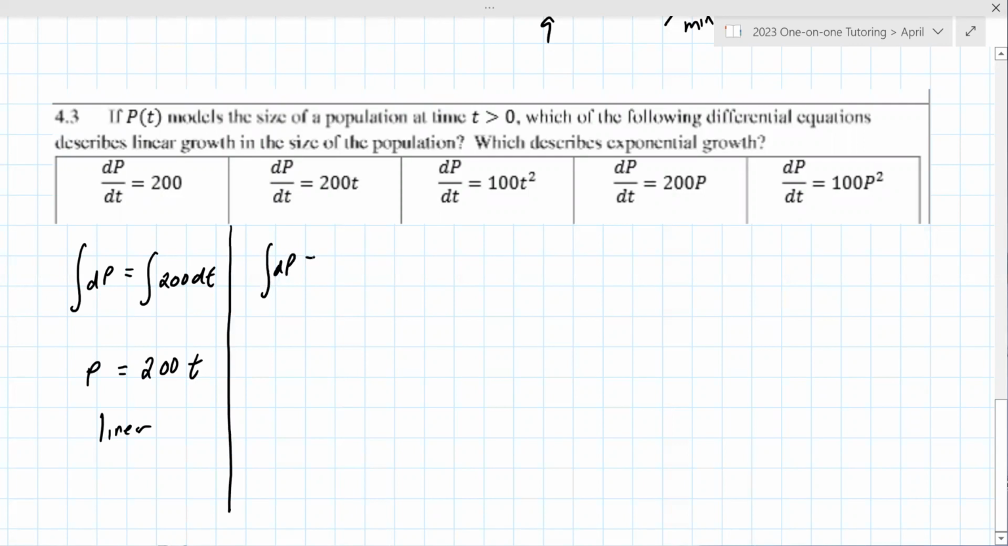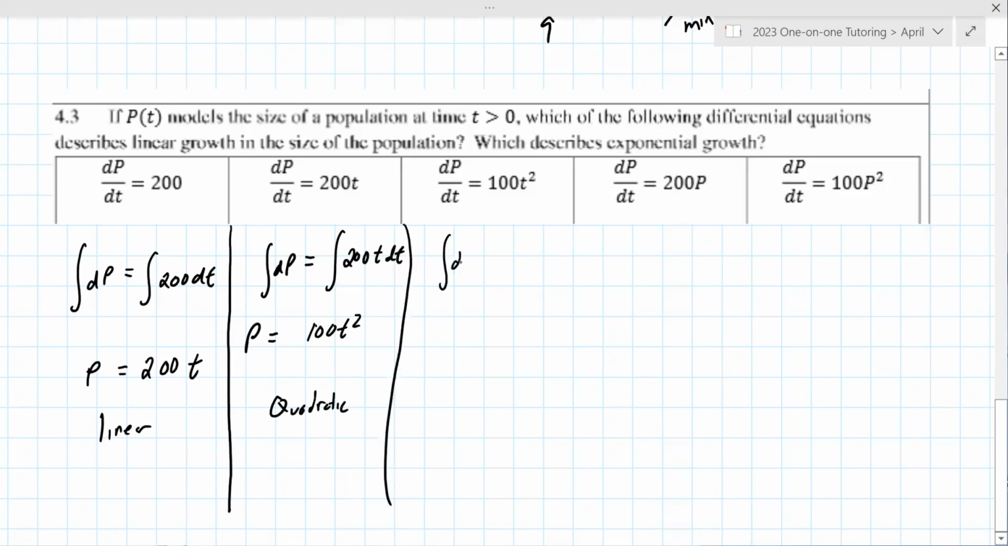Integral dp equals integral 200 t dt. So p on the left. This time though, it's the power rule for integrals. What does that become? 200 t squared over 2, so it'd be 100 t squared. Perfect. And that is not linear, not exponential. It's quadratic.